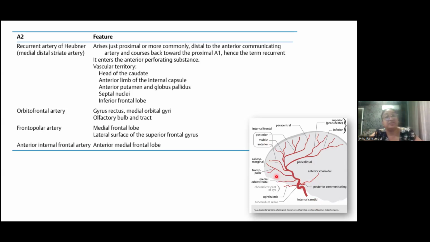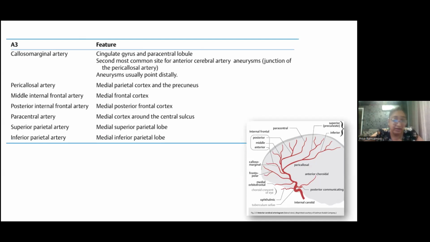So these are the branches, in essence, of A2. And the recurrent artery of Hübner is very important, and it would get a little talk by itself. But it arises, like we said, distal to the ACOM and courses back, and that's why it gets the name recurrent artery of Hübner. And it enters the anterior perforating substance and supplies a lot of places. Vascular territories would be the head of the caudate, the anterior limb of the internal capsule, globus pallidus, putamen, and the inferior frontal lobe.